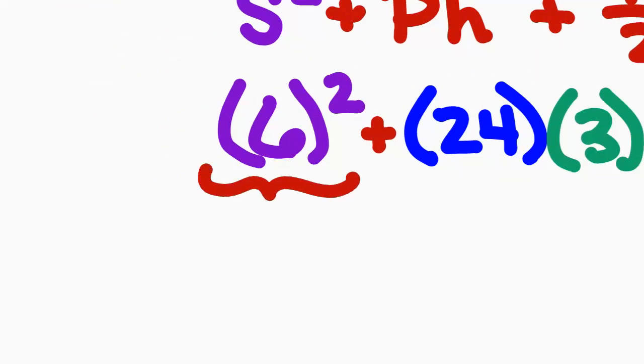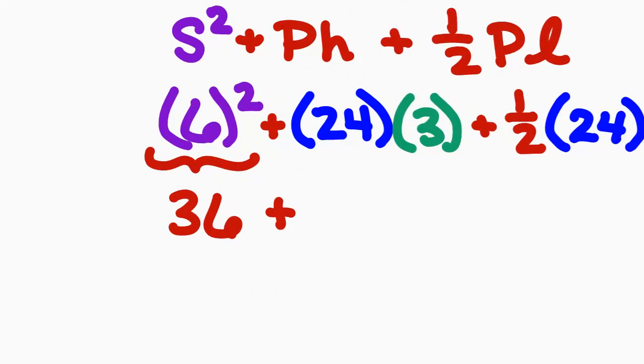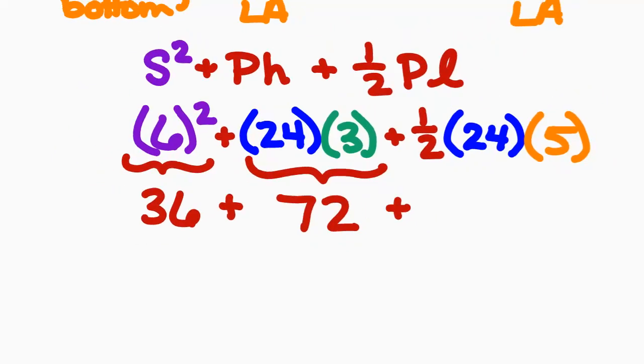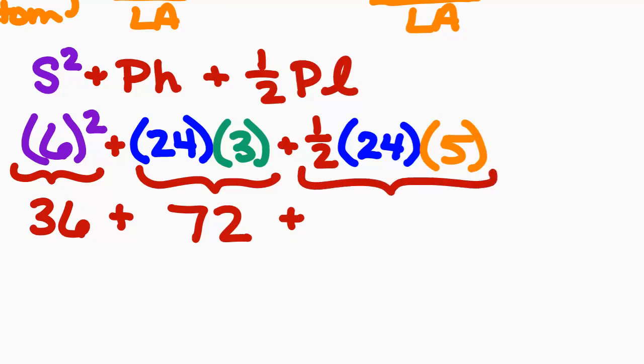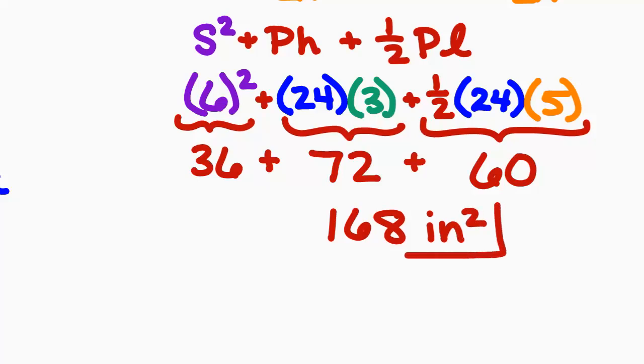All right, let's find each of these in turn. 6 squared would be what? 36. So that's the area of the base plus the lateral area of the prism, 24 times 3. You said 72? Awesome. Plus 1/2 times 24 times 5, the lateral area of my pyramid, 60. And then we add all of those together, 168. Units? Inches squared.